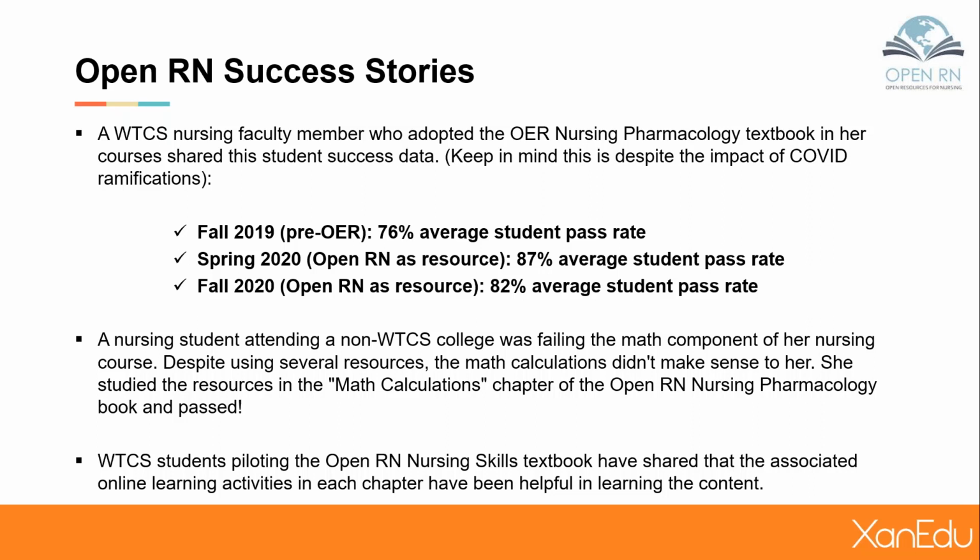And students are achieving success as well. A nursing student attending a college was failing the math component. She had been using a lot of different resources, but the math calculations just didn't seem to make sense to her. The OpenRN books are written deliberately in a very down-to-earth manner so that students can absorb and understand the material. So this student used the math calculations chapter of the Nursing Pharmacology book and ultimately passed the test.